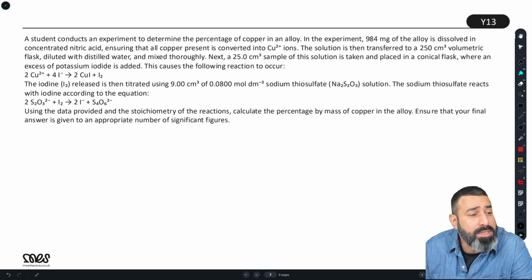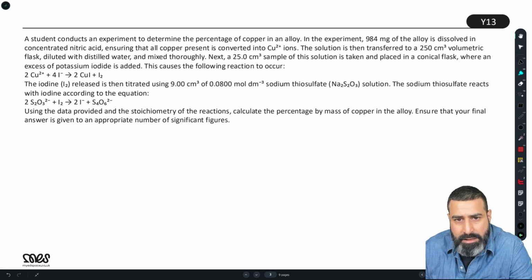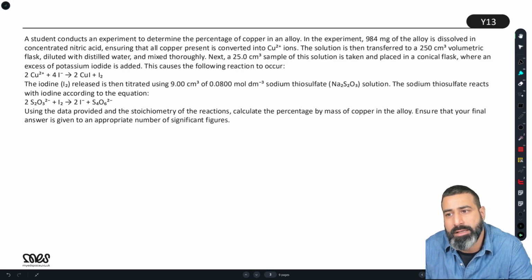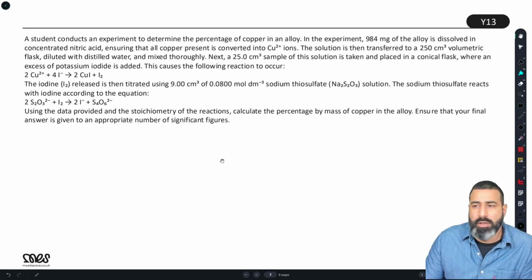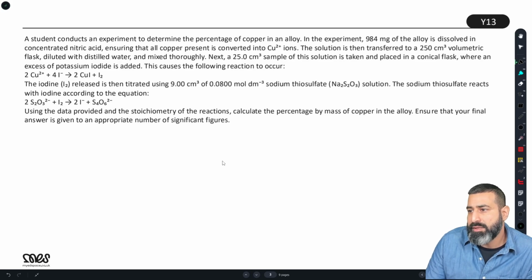Okay, before we just get into the answer, we're going to draw a little storyboard, trying to convert all of that confusing text into a nice picture, because a picture paints 1,000 words. So, you've got a student and they're doing an experiment to determine the percentage of copper in an alloy. In the experiment, we have the mass of the alloy, and that is dissolved in conc nitric acid, ensuring that all the copper present in the alloy is converted to copper 2 plus ions. Cool. So let's start drawing that first section.